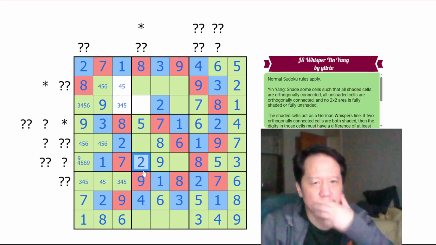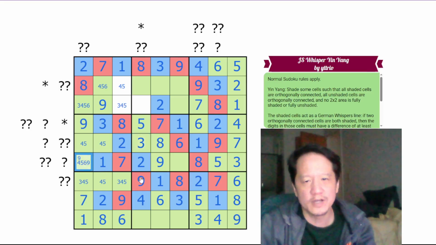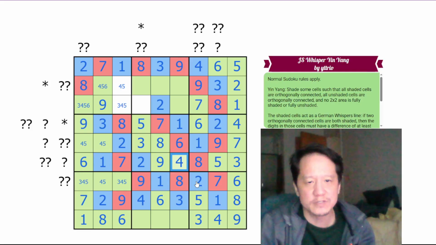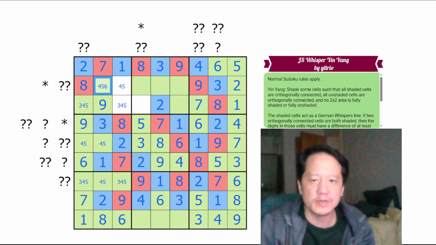Okay. This 6 eliminates 6 in the rest of the row, so this is a 4, 5 pair, which forces this to be 3. This can't be 4, 5, or 9, so that makes that 6, which makes this a 4. 6 eliminates 6 here. Where is the 6 in box 1? It has to be here.